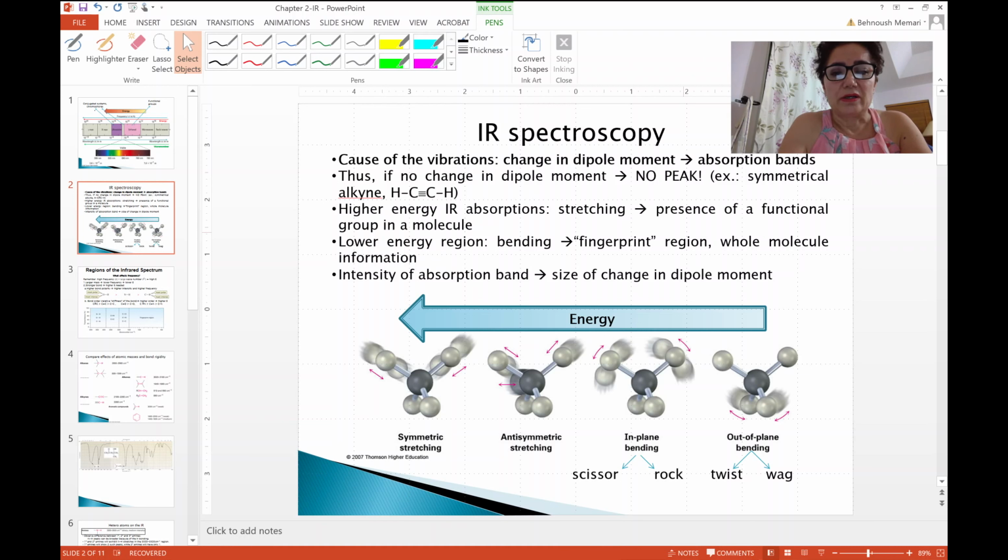Also, there are two areas in the IR spectrum. One area is called the fingerprint region. The other one is more of a general region for the functional groups. In the fingerprint area, you get information about the whole molecule. In the higher energy region, which is based on stretching, you get information about the functional groups. The intensity of the absorption also depends on the polarity of the bond.